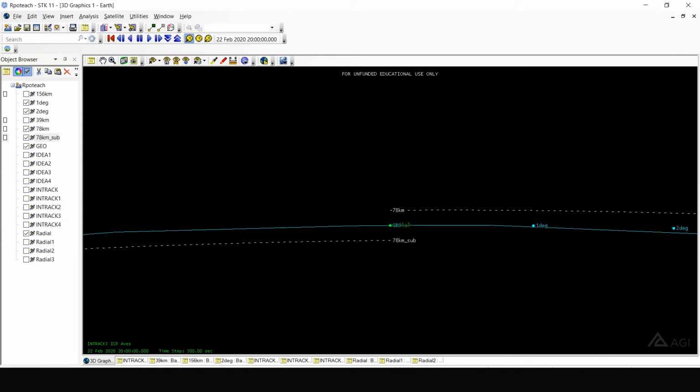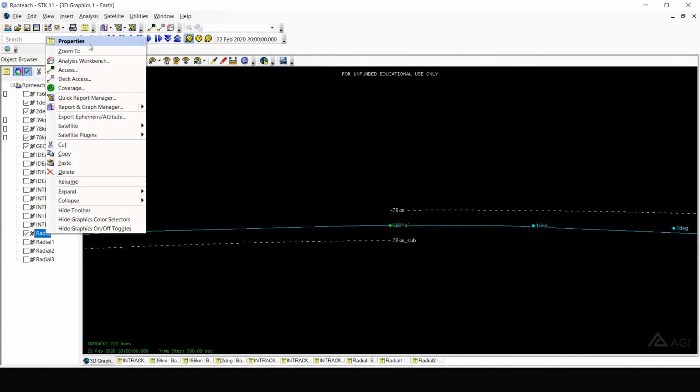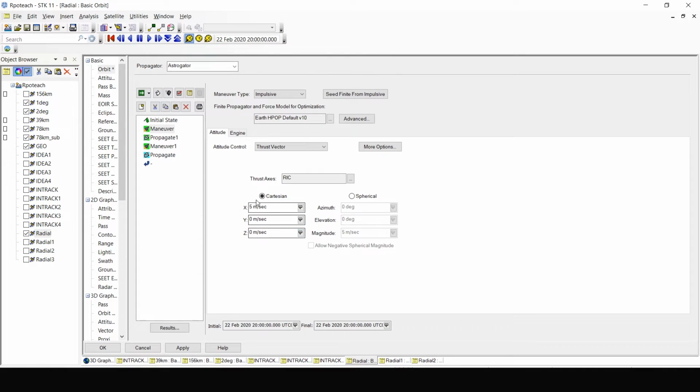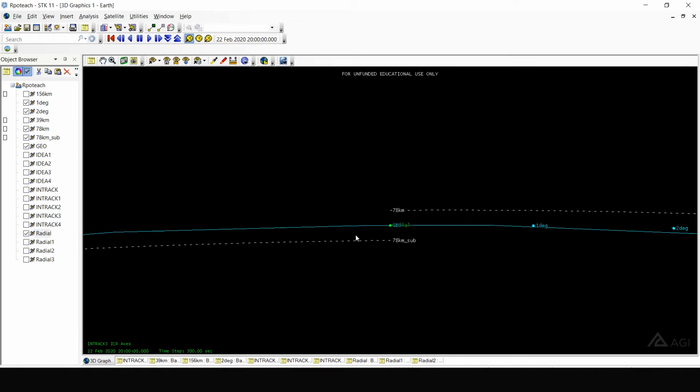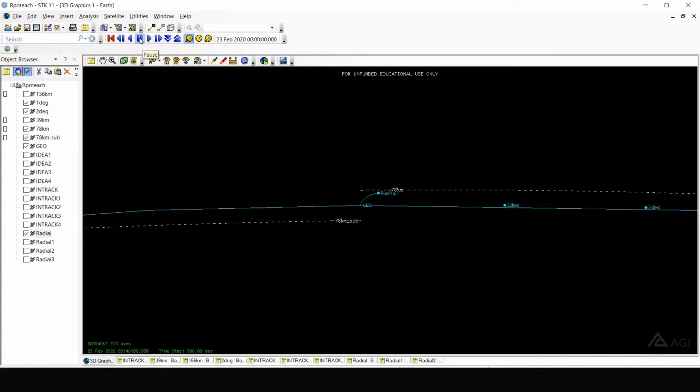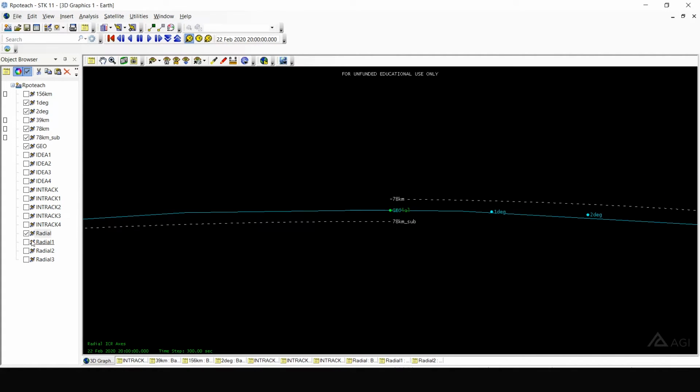So by now you're probably getting kind of bored of in-track burns and you want to shake it up with something a little more interesting. So, okay, first of all, let's start with a radial burn. Got a radial burn here, and it's currently 5 meters per second. So what's this going to look like? Sure enough, it's going to be an NMC.